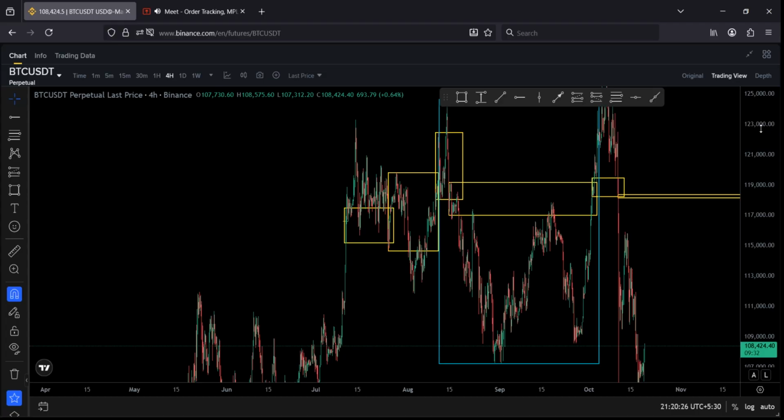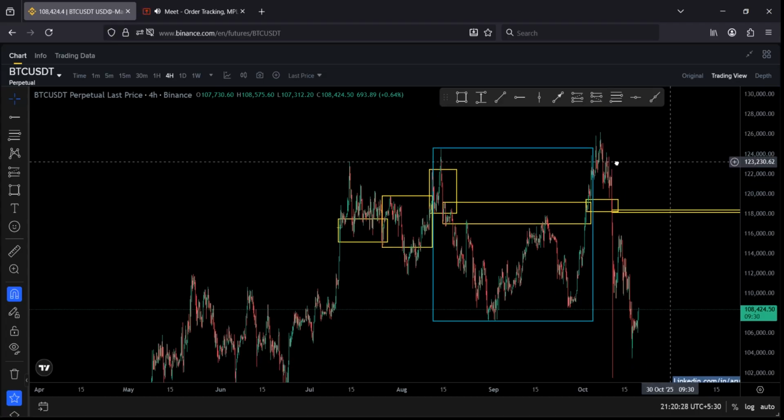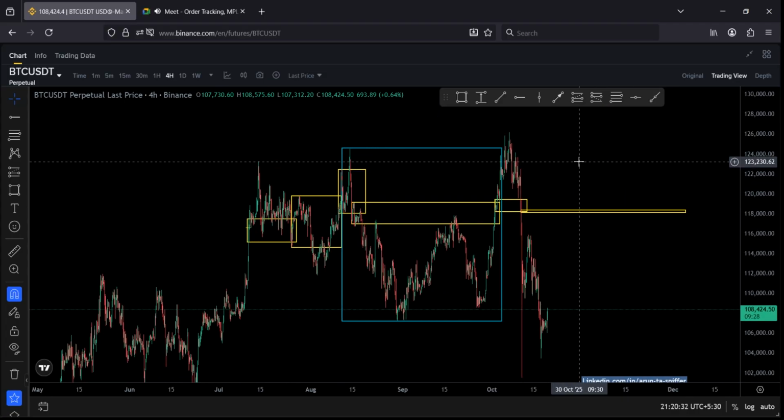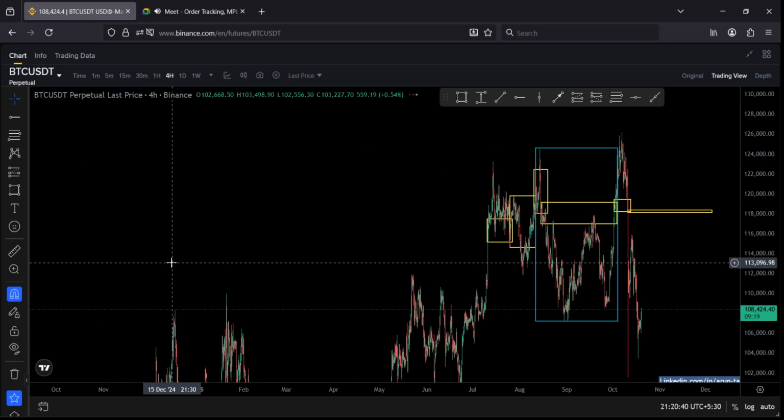So this was just an example. There are many ways of order tracking and finding the zones. We will discuss them later, but this is just a general idea of how we track the orders. Okay, got it.